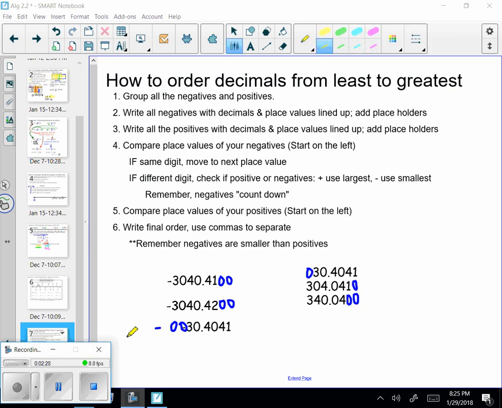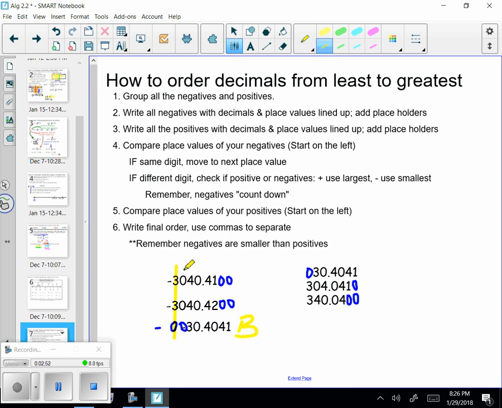Step 4 says compare the place values of your negatives starting on the left. I'm going to start with my first place value. Since they're all negatives, I want to look at which one is closest to 0 for the biggest. I have 3, 3, 0. 0 is closest to 0. So this is my biggest.